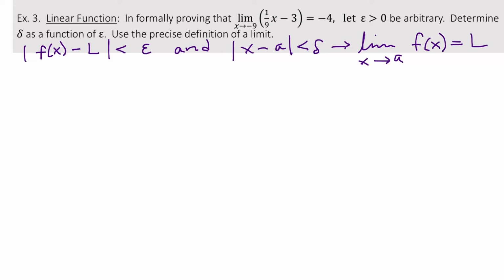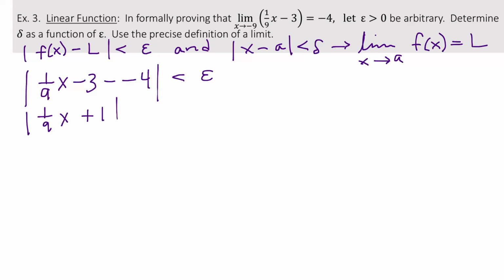So let's go ahead and plug in f of x, that's 1/9 x minus 3, minus L, that's -4, is less than some epsilon value that we don't know. It's just some positive value. All right, so this is 1/9 x, so -3 plus 4, that's plus 1. All right.